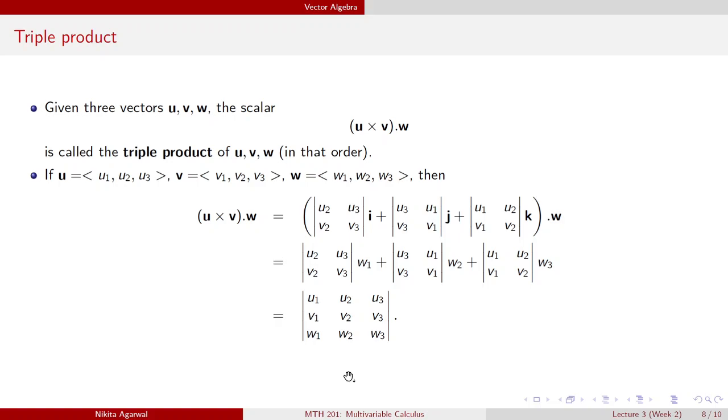Now, you don't have to find U cross V and then take the dot product with W. What you can do is, in the same order, write the rows of this matrix. If U comes first, then the components of U are in the first row. If V comes second, the components of V will be in the second row. If W comes third, the components of W will be in the third row. And the determinant of this matrix is nothing but the triple product. Okay, so this is quite useful.